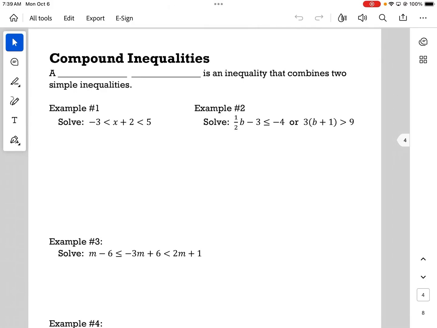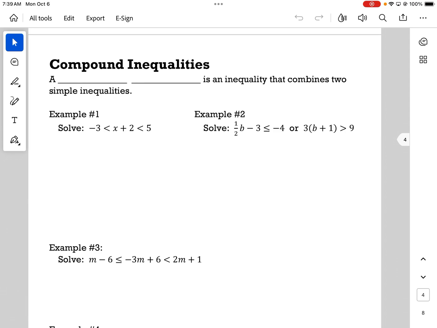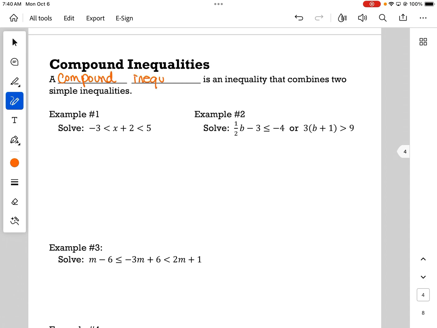We are going to solve compound inequalities. So we've dealt with inequalities before, where it has a variable and then an inequality and then a number. But these are compound because they represent two numbers that it could be. So a compound inequality is an inequality that combines two simple inequalities.